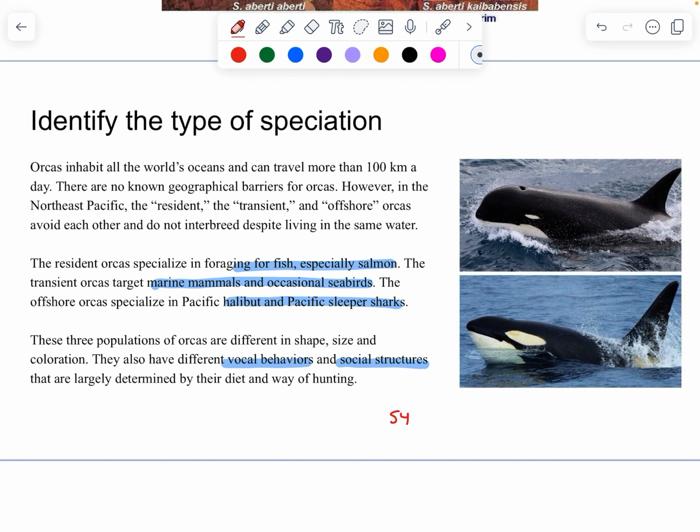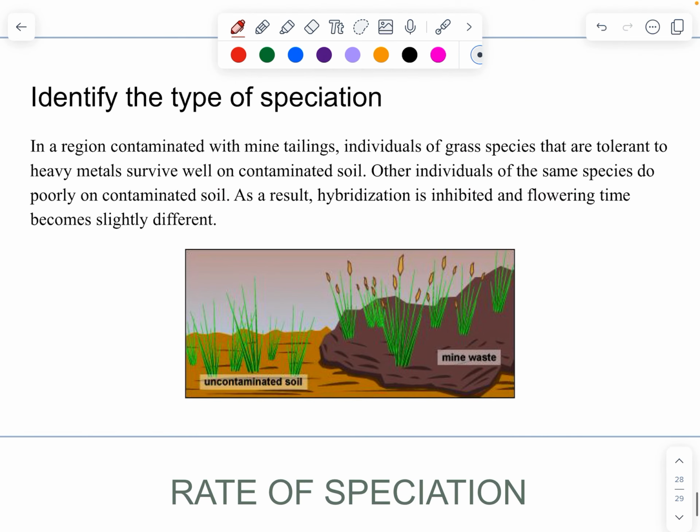So this is an example of sympatric speciation because, again, they're living in the same area. They're living in the same body of water. However, each group of orcas is utilizing very different resources. As a result, they become reproductively isolated, largely because their diet and way of hunting determine their social structures and social behaviors. As a result, they start breeding just among themselves and they eventually evolve into 3 distinct species.